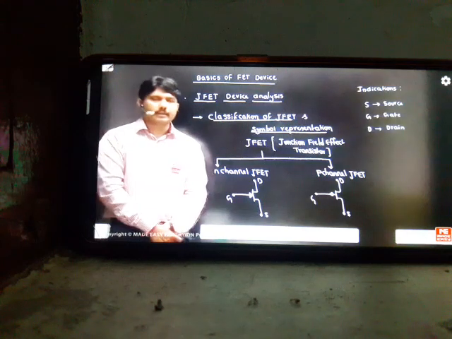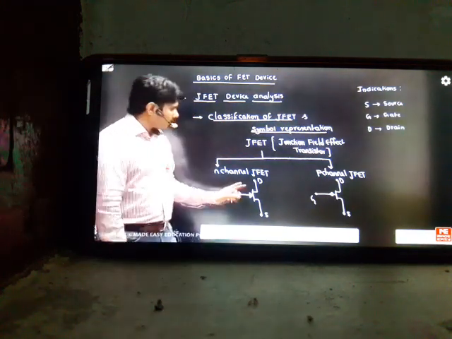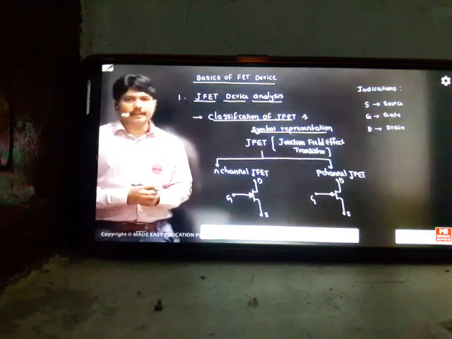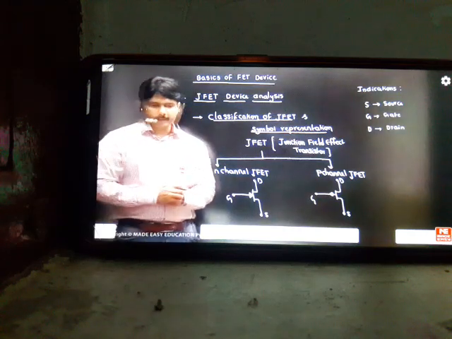So first we got an idea that JFET is classified into two types. One is N-channel JFET and the other is P-channel JFET. I have shown you how to represent an N-channel and a P-channel. When the arrow is towards the junction, we call it N-channel JFET. When the arrow is outward from the junction, we call it P-channel JFET.